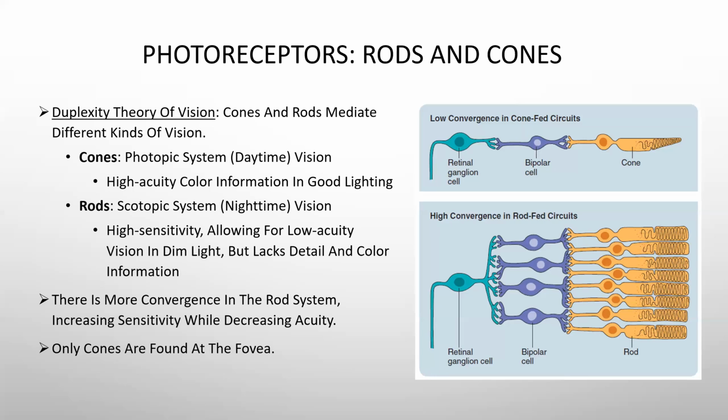Low convergence is seen in cone-fed circuits. So now up at the top, you see a cone, which is only influencing a bipolar cell, and that bipolar cell is only influencing a retinal ganglion cell. So less convergence there, okay? But it aids in the high acuity sense of a cone, okay? And then that last point there, again, only cones are found at the fovea, like we mentioned.